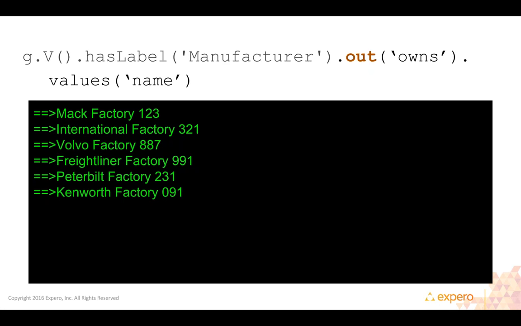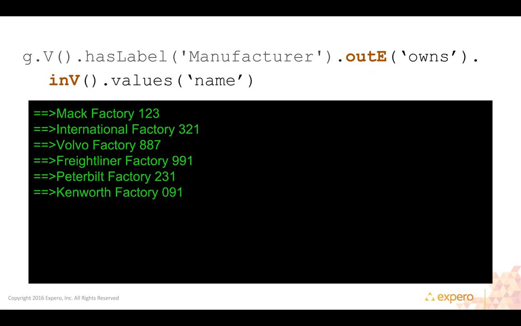In Gremlin, we have an out step and an in step, and then a few variations on those. In this out, just like you would describe the relationship between the two vertices, we're going to say, go grab me all of the manufacturers, go out their owns edge, so the edges that have the owns label, and then give me back all the vertices, give me back their names. And that's what you're seeing here. These are all the names of the factories that were out those owns edges.